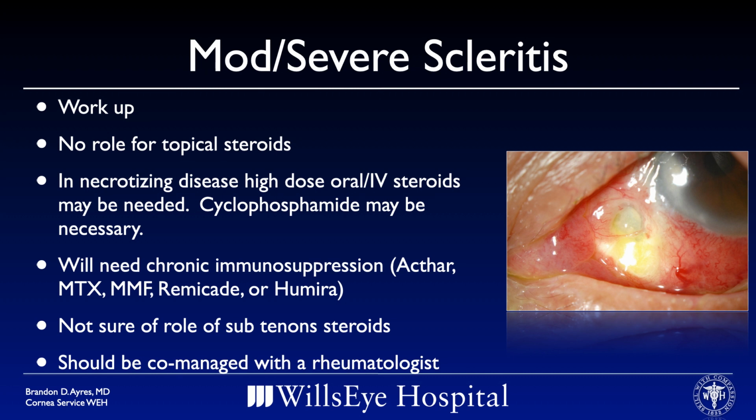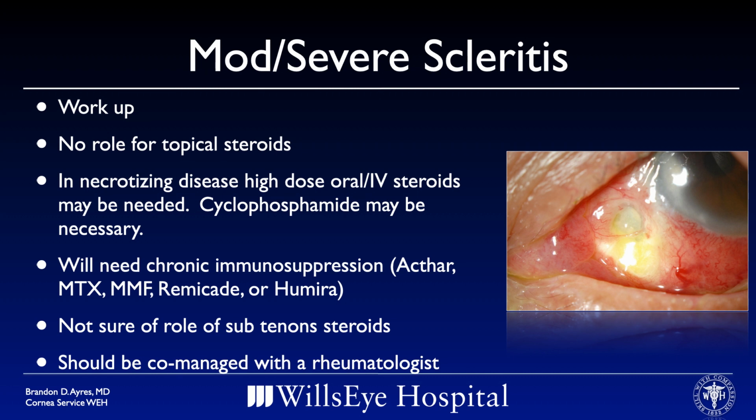Here I don't really think there's much role for topical steroids. We're going to go right to higher dose oral or IV steroids. Sometimes cyclophosphamide can be of benefit in these patients. And these will often need chronic immunosuppression. And I don't really pretend to know what I'm going to start these patients on.